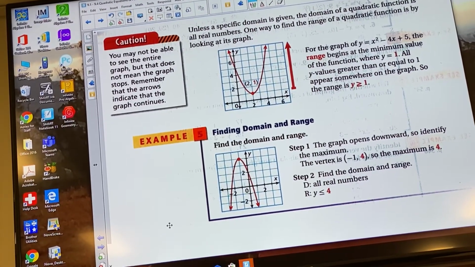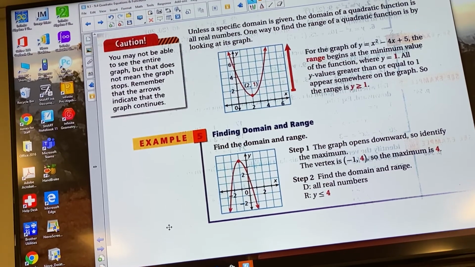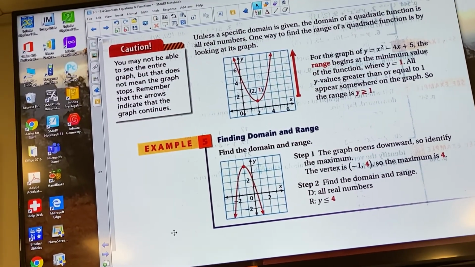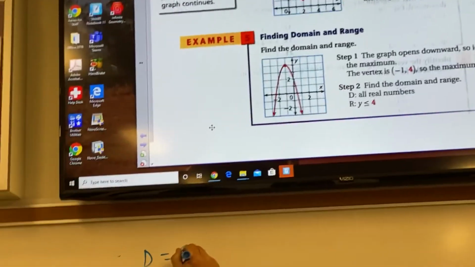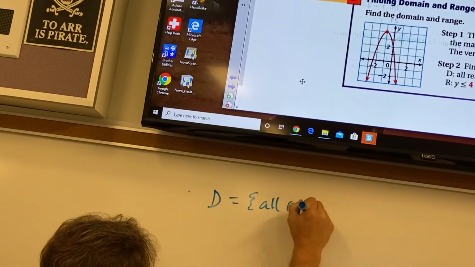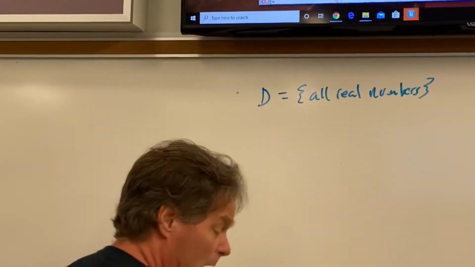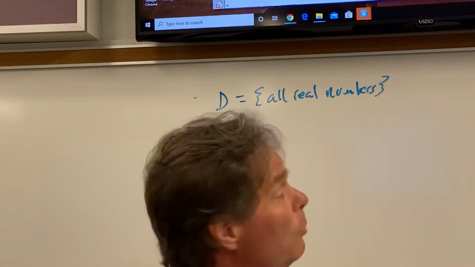Those arrows mean that it just keeps going. This keeps going up and it keeps getting a little wider and a little wider and a little wider. Eventually, every single x gets covered, so there are no restrictions. The domain is just all real numbers. Okay, the domain of a parabola that opens up or down is all real numbers.